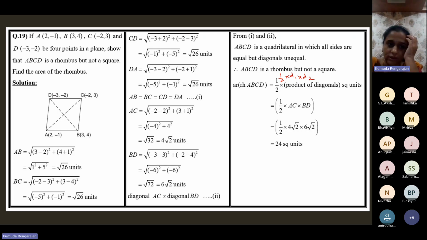So the formula to find the area for a rhombus is half into D1 into D2, or in words, half the product of diagonals.